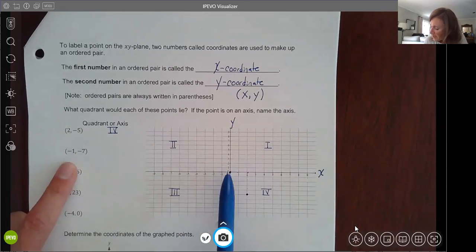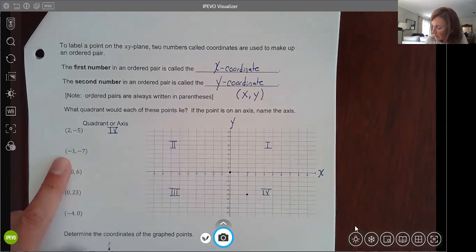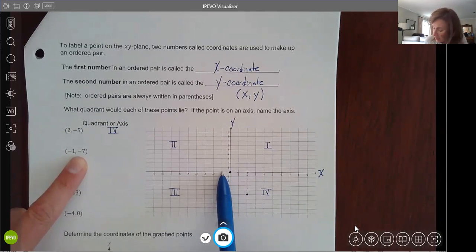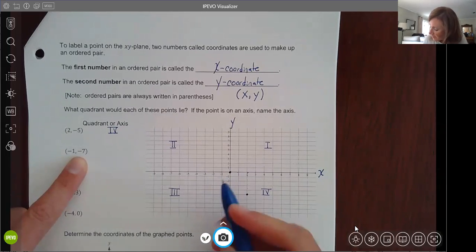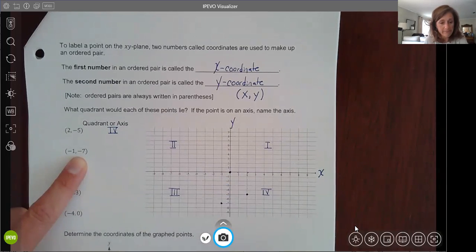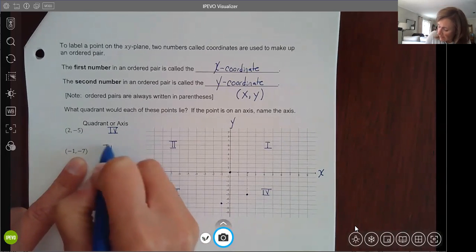Let's try this one. So this says negative values go to the left. So we're going to go to the left 1 and then hold your pen there and then down 7. So that's where this point would lie. So this point would be in quadrant 3.